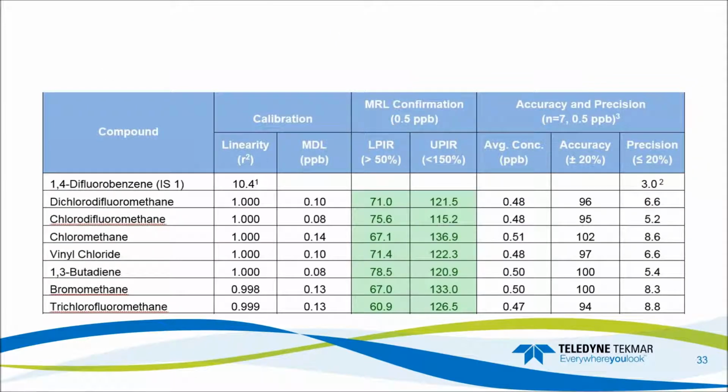So moving on to some data, looking at some of the light compounds on the front side. Again, we see very linear results. We're getting R squareds of 3 nines, 2 nines, even 1 in many cases. We have nice low MDLs. We meet the MRL confirmation requirements. And our precision and accuracy looks very nice.